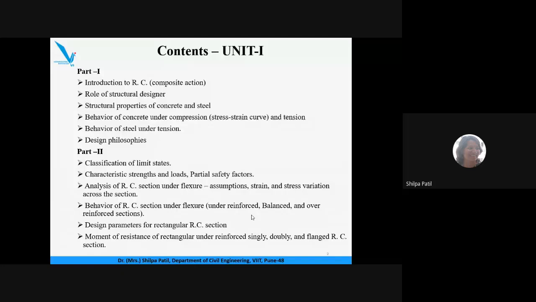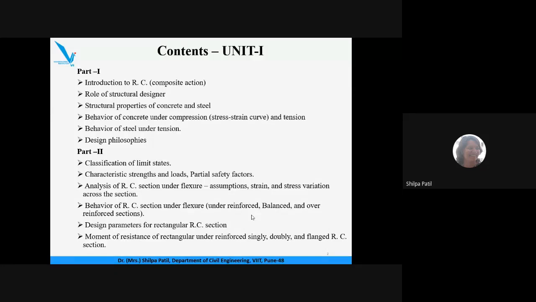As per the syllabus, the contents of the first unit are, in the first part, introduction to RC or composite action, then the role of the structural designer, then structural properties of concrete and steel, behavior of concrete under compression and tension, behavior of steel under tension, and design philosophies.